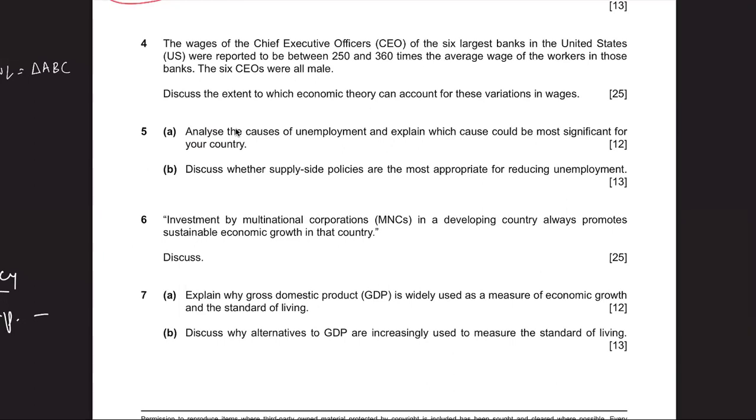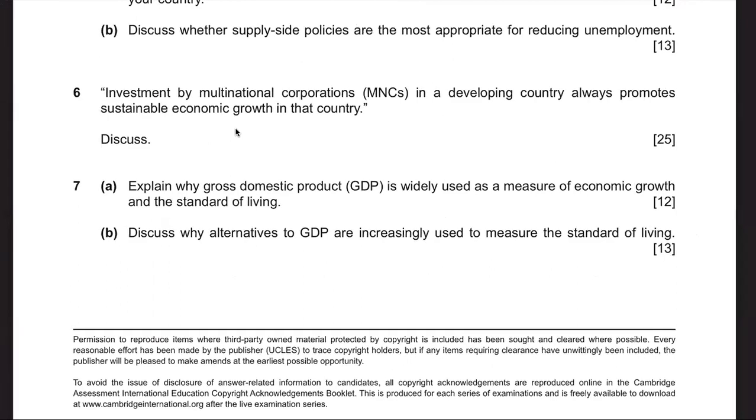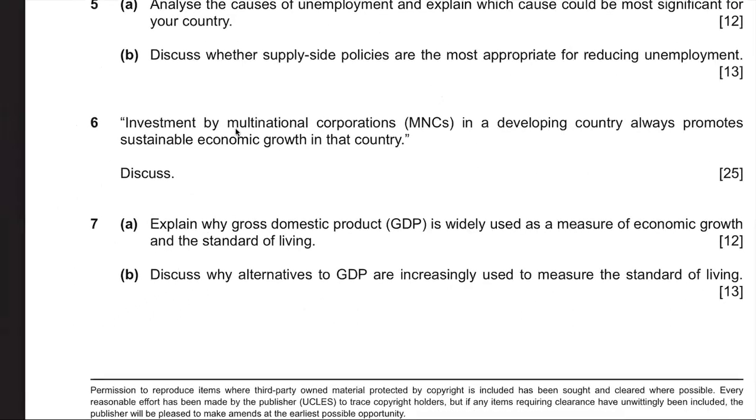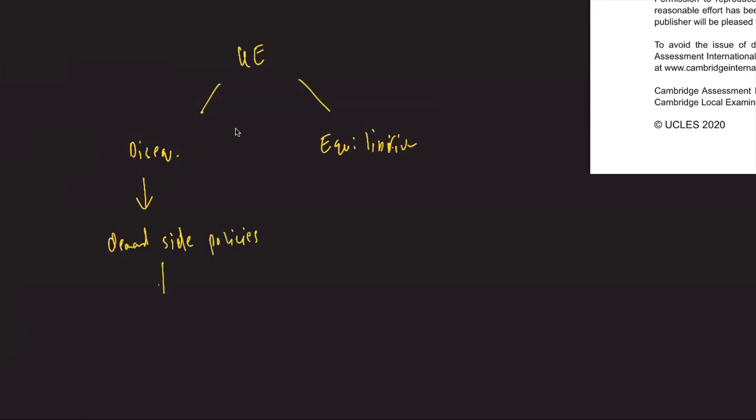Discuss whether supply side policies are the most appropriate way. Now, guys, let's look quickly at part B: whether supply side policy is the most appropriate way of reducing unemployment. When you look at unemployment, there is disequilibrium and equilibrium. For disequilibrium unemployment, we use demand side policies, basically changing AD, because it can be solved through the demand side. For equilibrium unemployment, we use supply side policies.